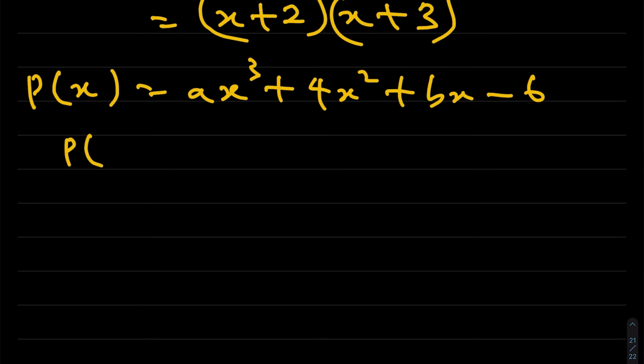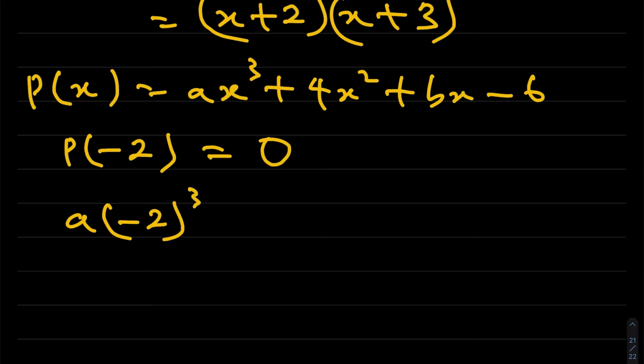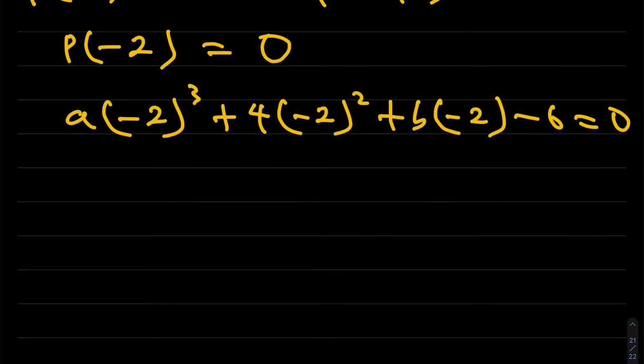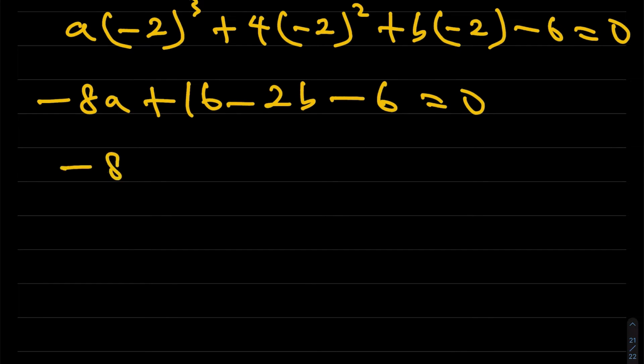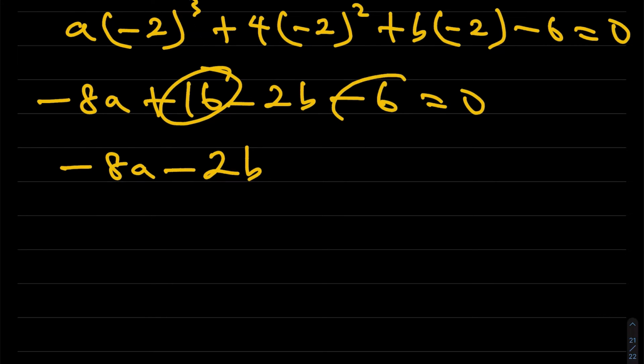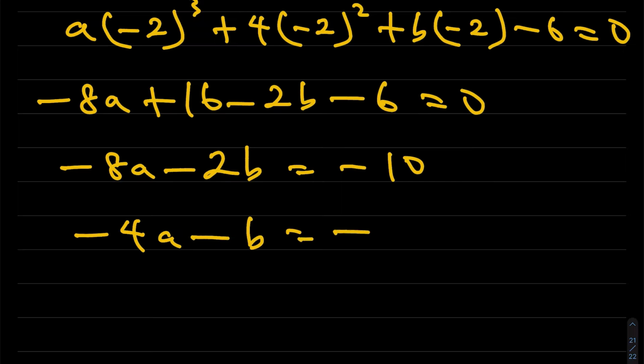So if x plus 2 is a factor of p of x, that means p of minus 2 equals 0, which simply means a times minus 2 cubed plus 4 times minus 2 squared plus b times minus 2 minus 6 equals 0. And that means minus 8a, minus 2 squared is 4, times 4 is plus 16, minus 2b minus 6 equals 0, which is the same as minus 8a minus 2b. 16 minus 6 is 10. When you take that to the right hand side, it becomes minus 10. And we can divide through by 2 to get minus 4a minus b equals minus 5. No, we can divide through by minus 2, which makes the equation 4a plus b equals 5.